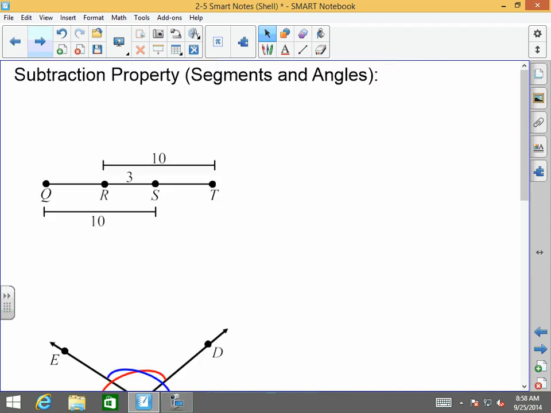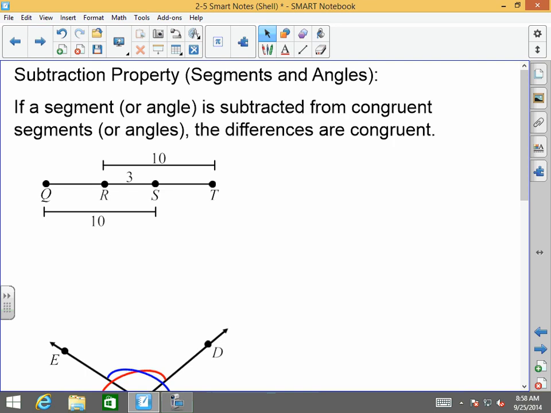Let's do it. All right, subtraction property, similar to the addition property. If a segment or angle is subtracted from congruent segments or angles, the differences are congruent. Again, look at the segments that I gave you, and look at the numbers that we have here. If I tell you that RS is 3, and I tell you that RT is 10, and I tell you that QS is 10, what do you know about QR? It's 7, thank you. What do you know about ST?